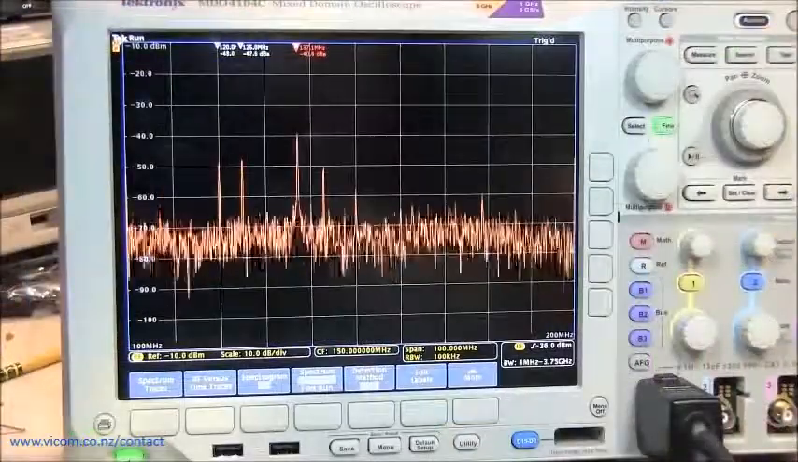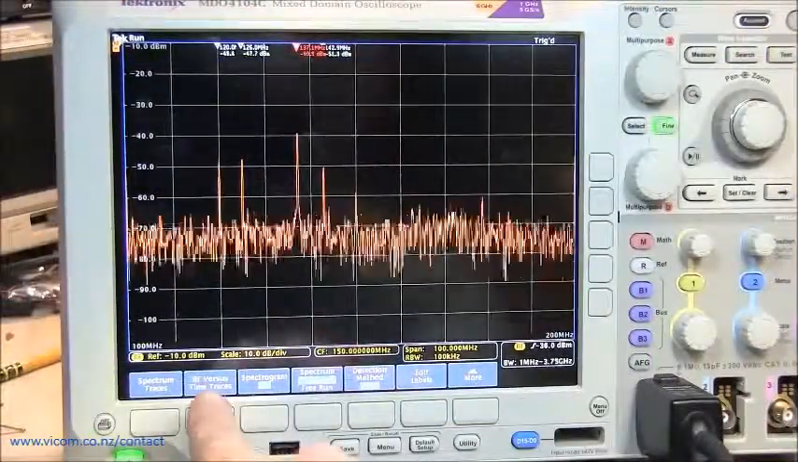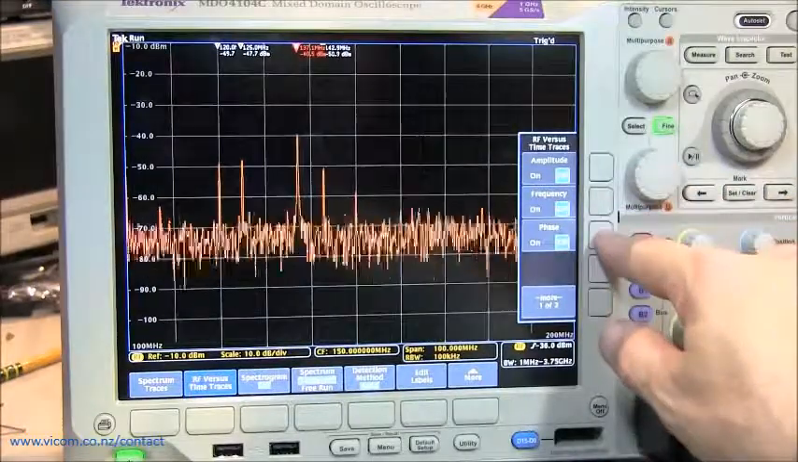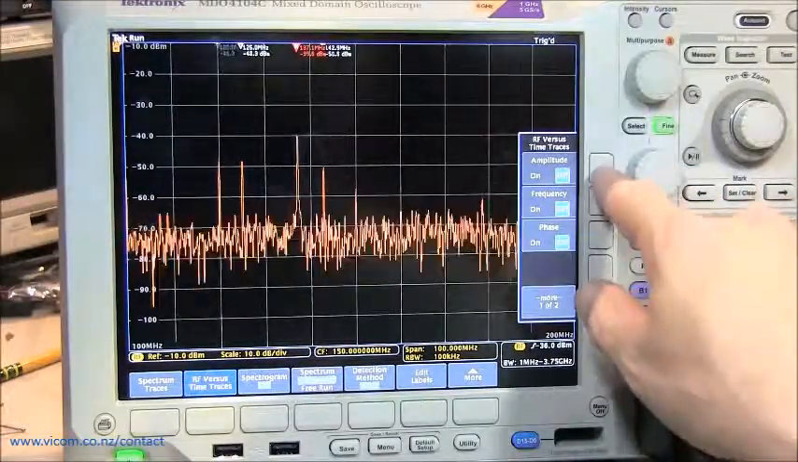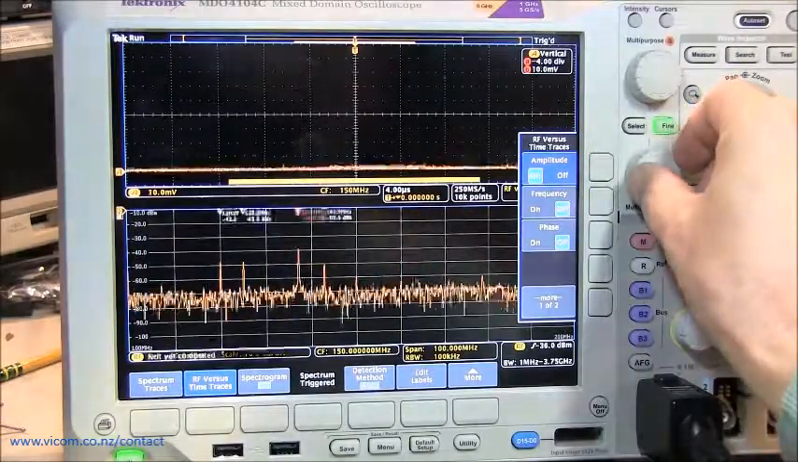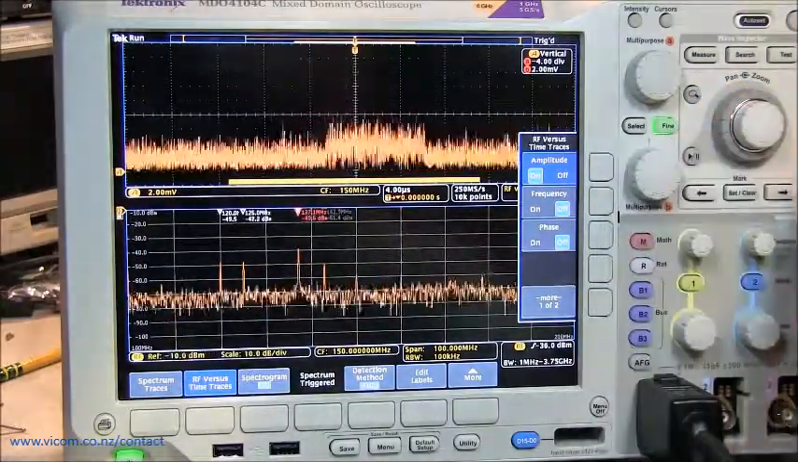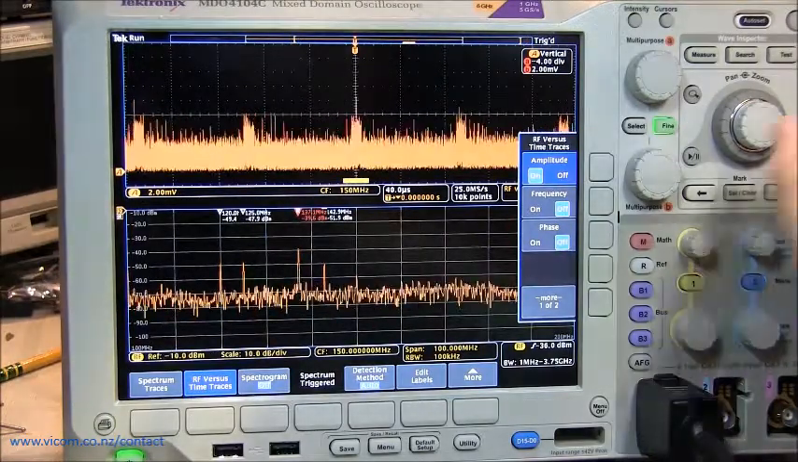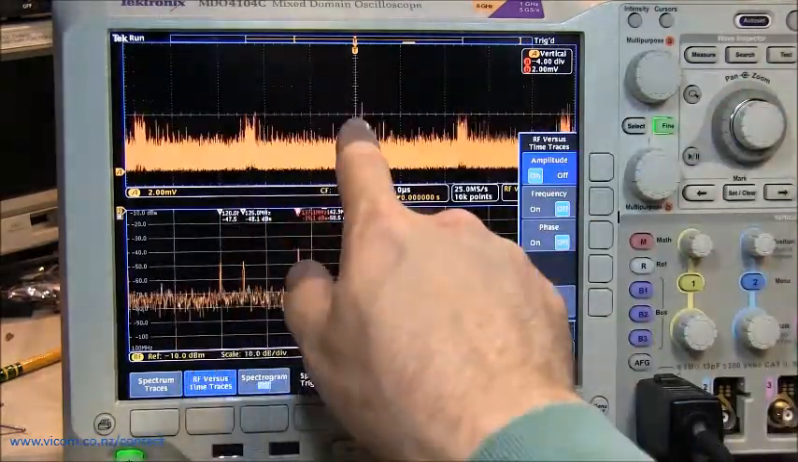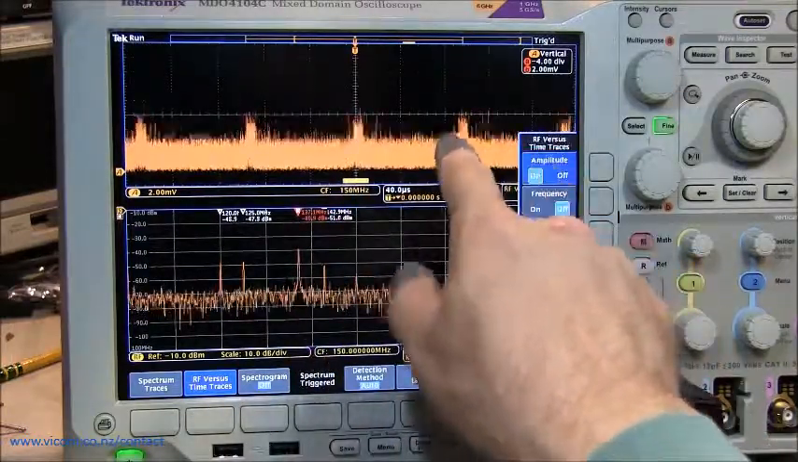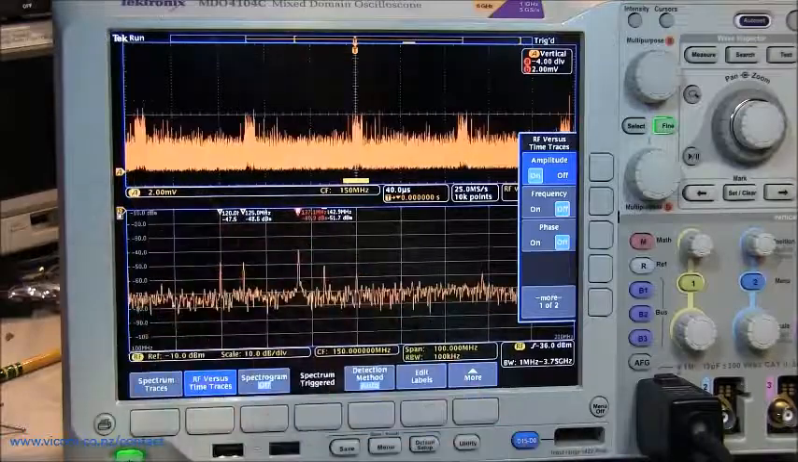Since the scope captures the RF signal over time, we can use our RF versus time traces to look at various aspects of the RF signal versus time. By turning on the RF amplitude versus time and adjusting the vertical scale, and let's adjust our horizontal scale to capture a bit more data over time, we can actually see these little RF bursts. These are bursts of RF power that are occurring periodically over time.